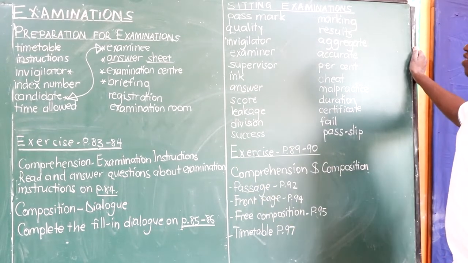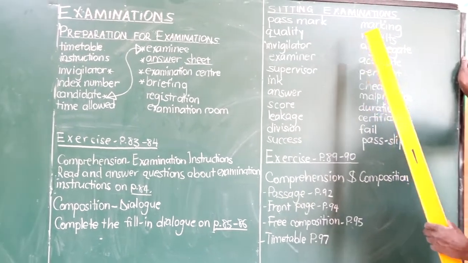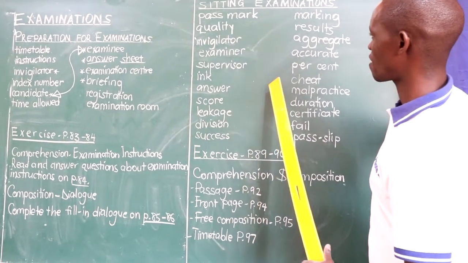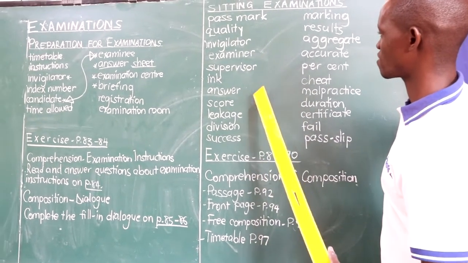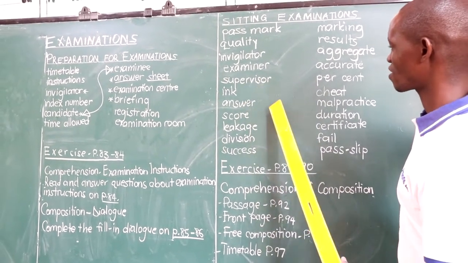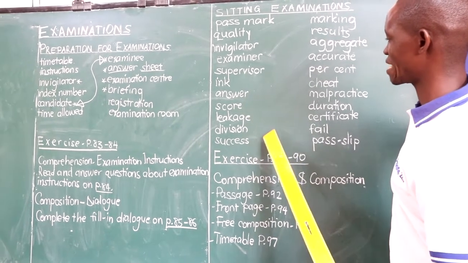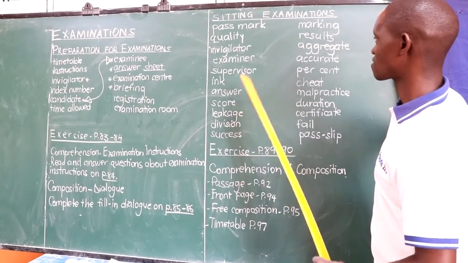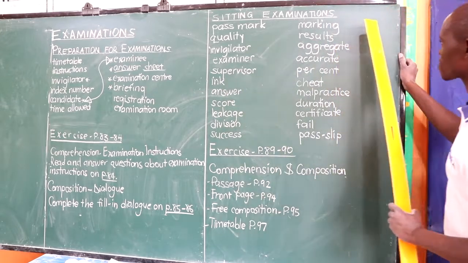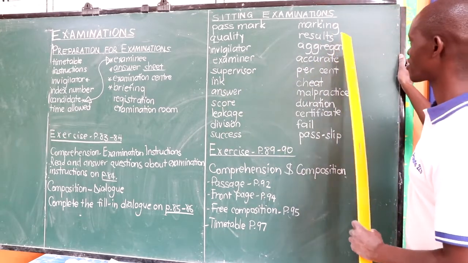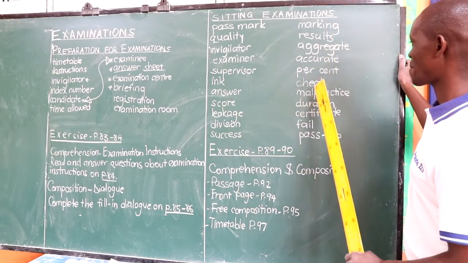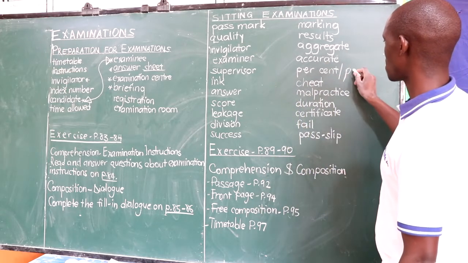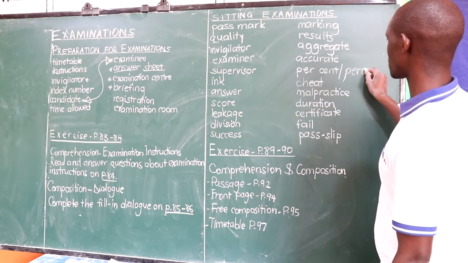We have the new words to look at, where we see words like pass mark, audit, invigilator, examiner, supervisor, ink, answer, score, leakage, division, success, then marking, results, aggregate, accurate, percent. Percent can be written like this. You can also choose to write it like this.